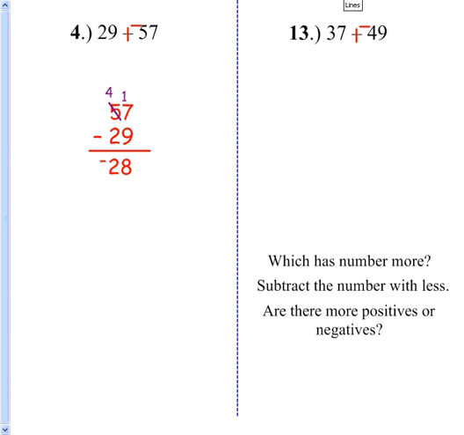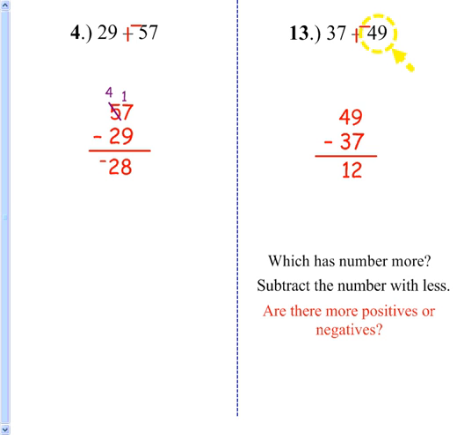Here we go. Which number has more is the question we want to ask first. And the number that has more is 49. How many negatives do we have? 49 negatives. And from that, we're going to subtract the number with less, which is 37. And that's easy to do. 9 minus 7 is 2. And 4 tens minus 3 tens is 1 ten, so 12.